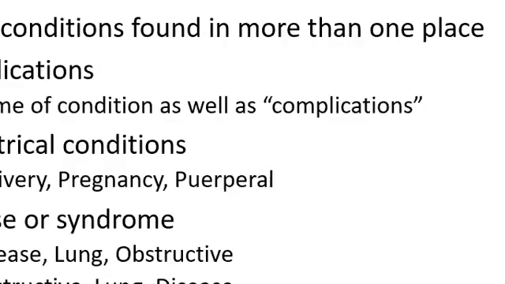Many conditions are found in more than one place. These could be the name of the condition as well as a subterm of complications. Nearly all of the obstetrical conditions are in the OB chapter of the book. This includes any delivery, pregnancy, or postpartum complications. There are also codes that have disease or syndrome as a main term.